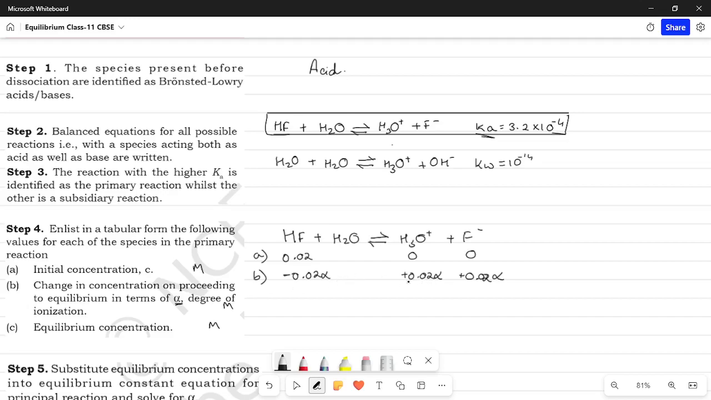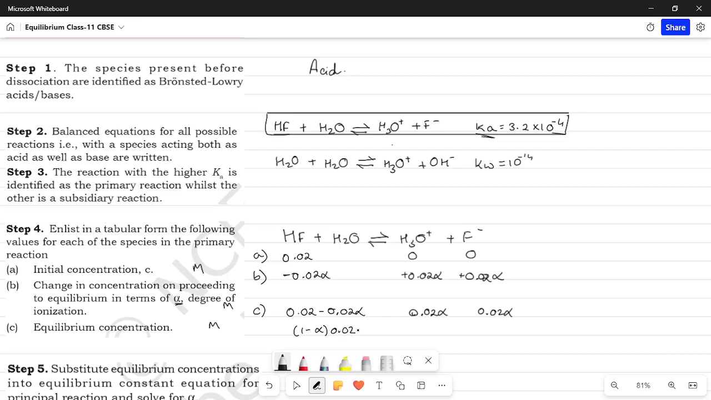And then this is going to be increasing by that amount, right? Because this is breaking down to give us this and this. So C is going to be the equilibrium concentration, which is going to be 0.02 minus 0.02 alpha, and then this will be just 0.02 alpha, and this is 0.02 alpha. Okay, so this is it, right? So I'm just going to simplify this a bit and just say 1 minus alpha into 0.02.